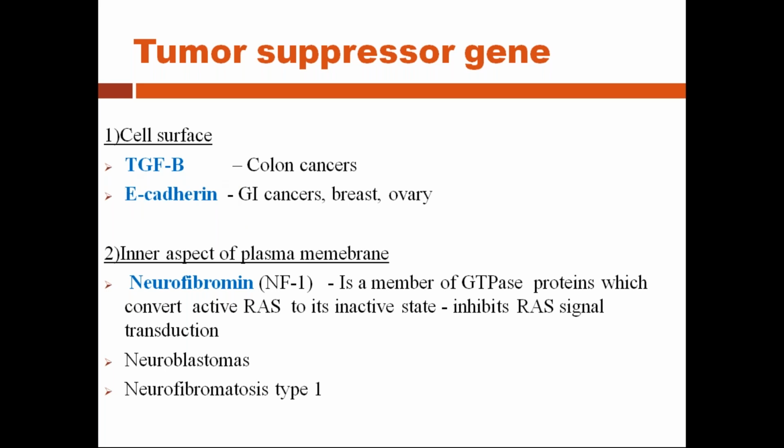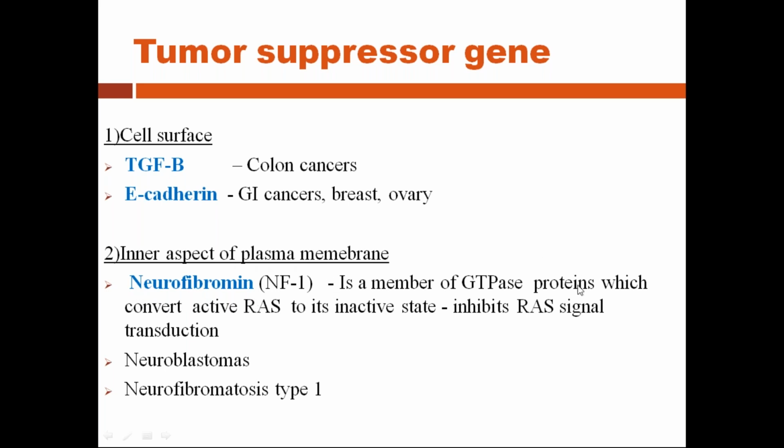I think in the second class. E-cadherin is a protein molecule which adheres the cells. So with loss of E-cadherin, there is increased motility between the tumor cells. It is inactivated in case of GI cancers, breast and ovarian cancers. Next, on the inner aspect of the plasma membrane, you have one tumor suppressor gene called neurofibromin.